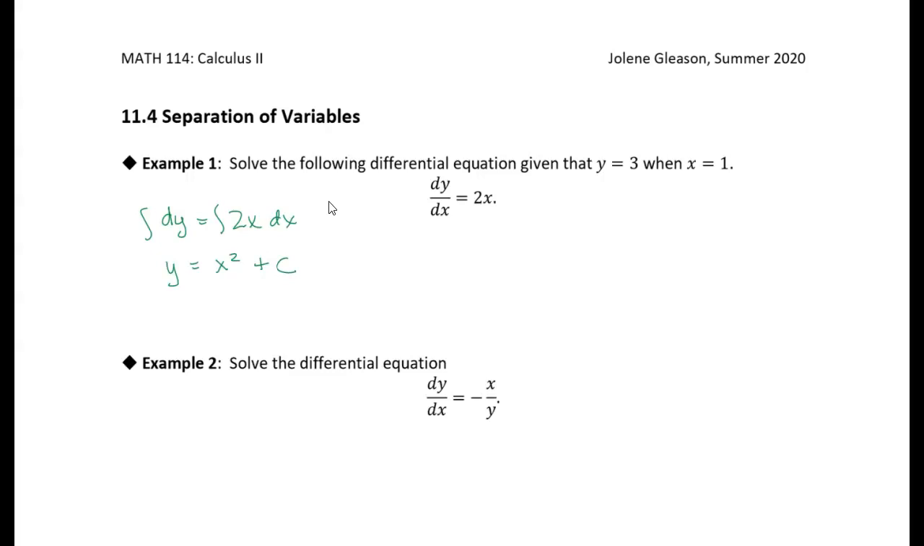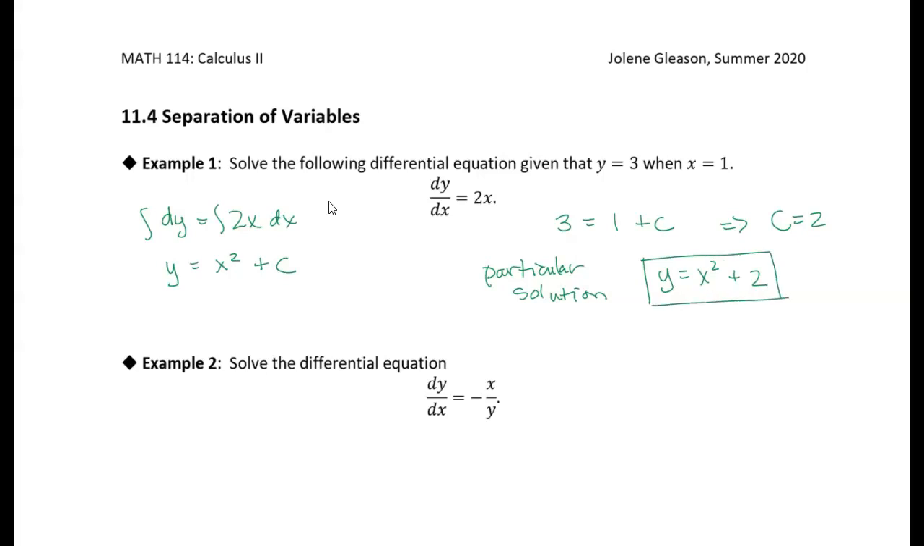Okay? Now, we're actually given some initial conditions here as well. So given that y is 3 when x is 1, we can substitute those values into this equation that we got and find out what c is. So 3 is equal to x squared, which is just 1, plus c. So that's telling us that c is equal to 2. And so our particular solution for this particular problem is going to be y is equal to x squared plus 2. Okay? So we did that before.